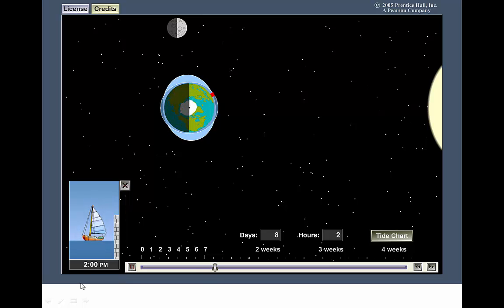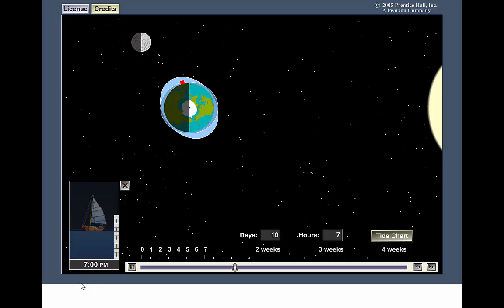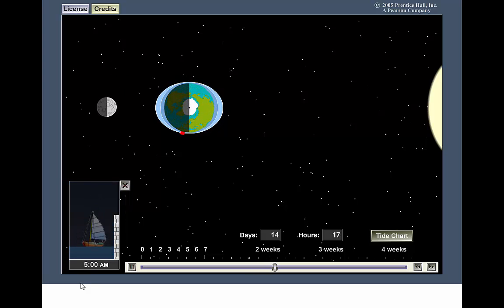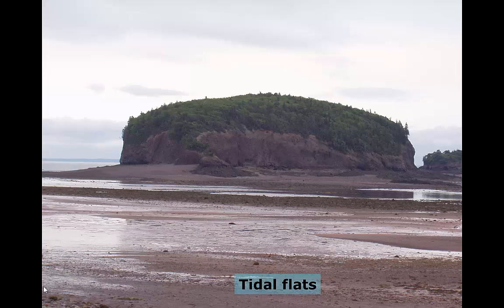Even though the moon is much smaller than the sun, it has more of an effect on tides because it is much closer. When the sun, earth, and moon line up, spring tides occur. This is when you have the largest difference between high tide and low tide.